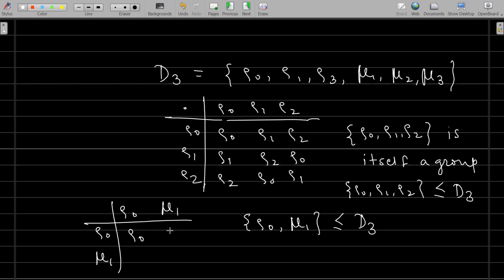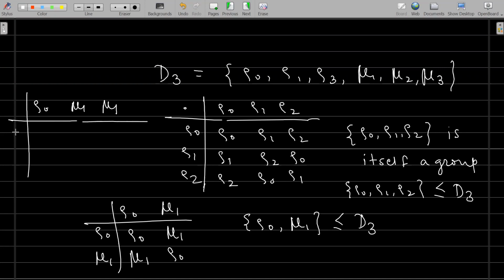Take rho naught, mu1, and check whether it's a subgroup of D3. Check the table. This is rho naught, this is mu1, this is mu1, and mu1 times mu1 is again rho naught. So it's closed. Every element occurs in each row and each column exactly once. So that is itself a group, so it's a subgroup.